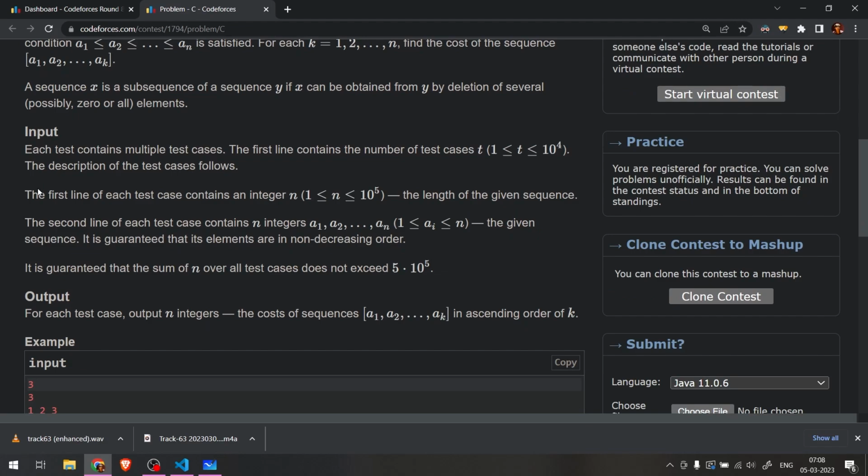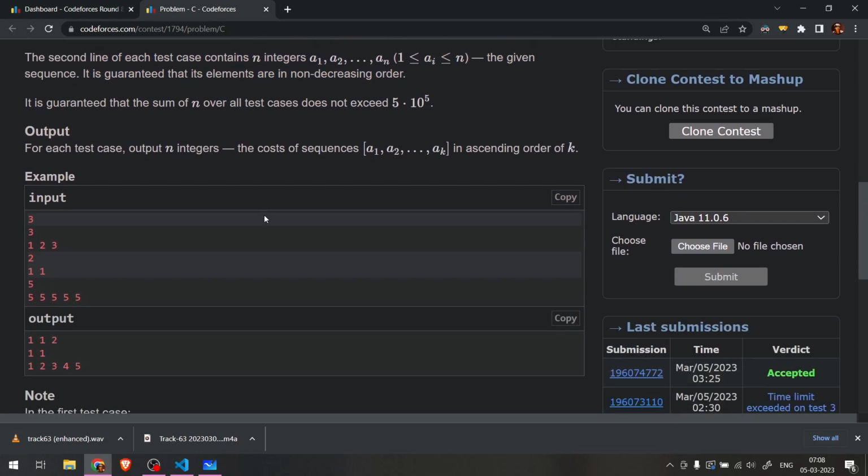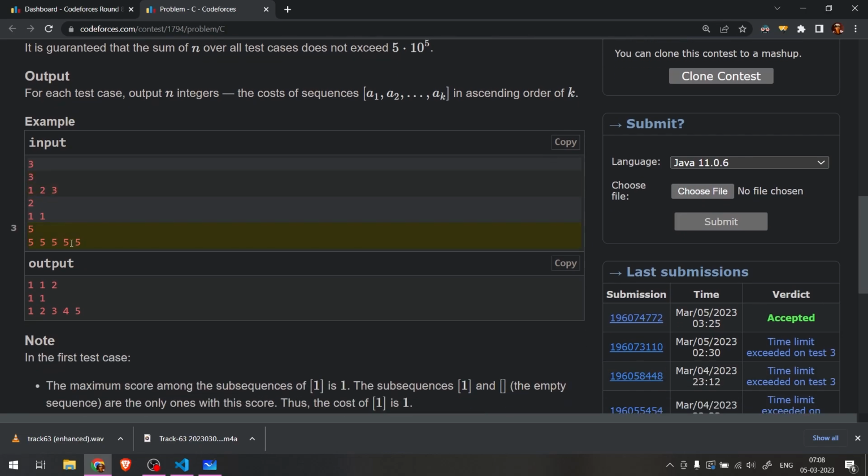Now what are we given? We are given an integer n, and we are also given an integer array, and we have to print out a resultant array which outputs the cost of the subsequences till that element. Like for example, the array 1 2 3, the first prefix is the array 1 itself, the second prefix is the array 1 and 2, and the third prefix is the array 1 2 3. And for each of these prefixes we'll have to output the cost.